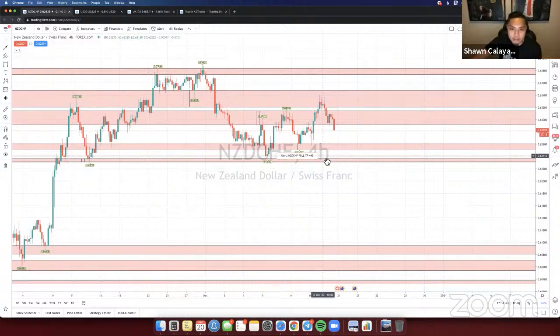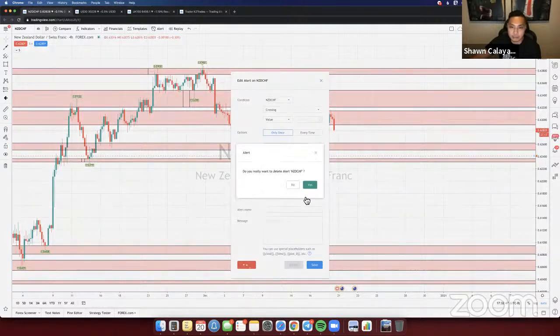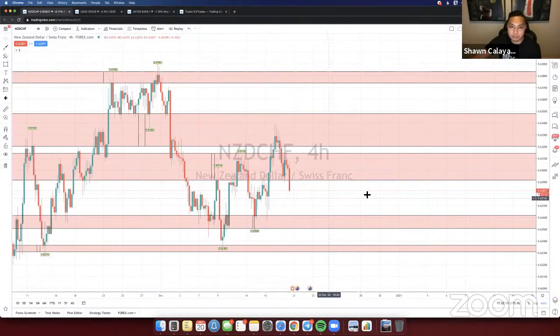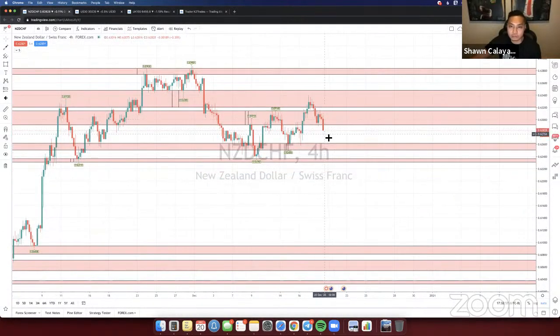So let me just hide this. Wait, did we have an NZD CHF trade? I'm just going to delete that. I think that trade's already done. It's an old alert. So looking at current price right now, it's within these two zones. This lower zone right here is going to be 0.62616. Again, that's 0.62616. And this upper zone right here is going to be 0.62916.